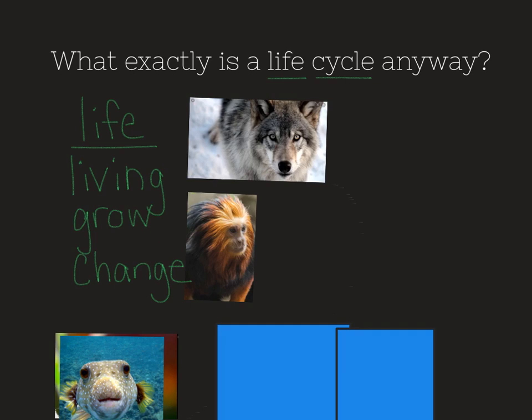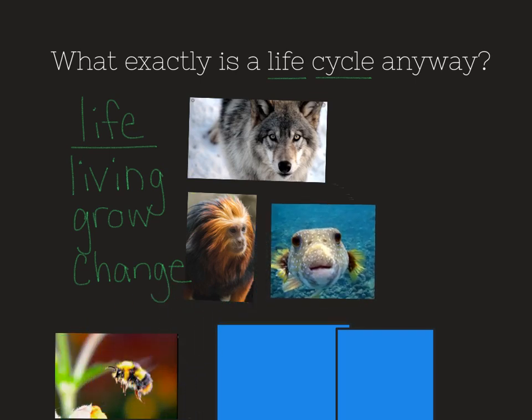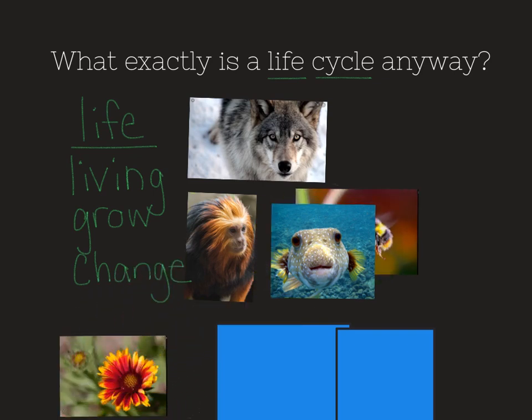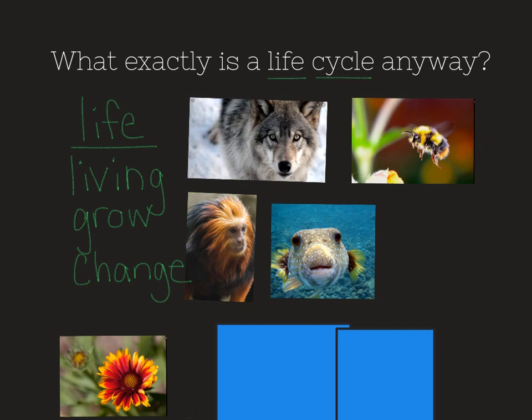Maybe a monkey we can think about. How does a monkey begin its life? How does it change over time? A fish. Oh, there's two of them. Hold on. There we go. So a fish, he's saying hi to you right now. The fish also is a living thing, so it changes over time. It has a beginning of its life, and it changes to the end of its life. And then insects are another type of living thing that we think about, like a bee.